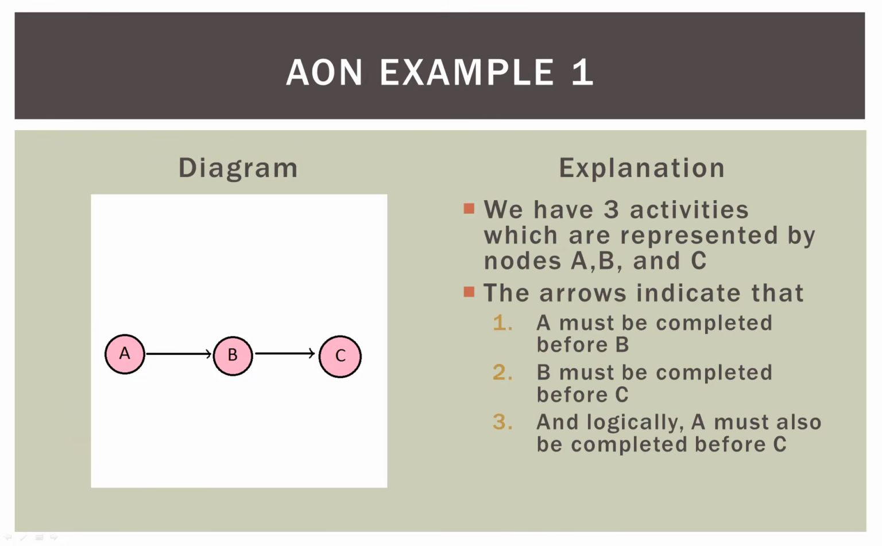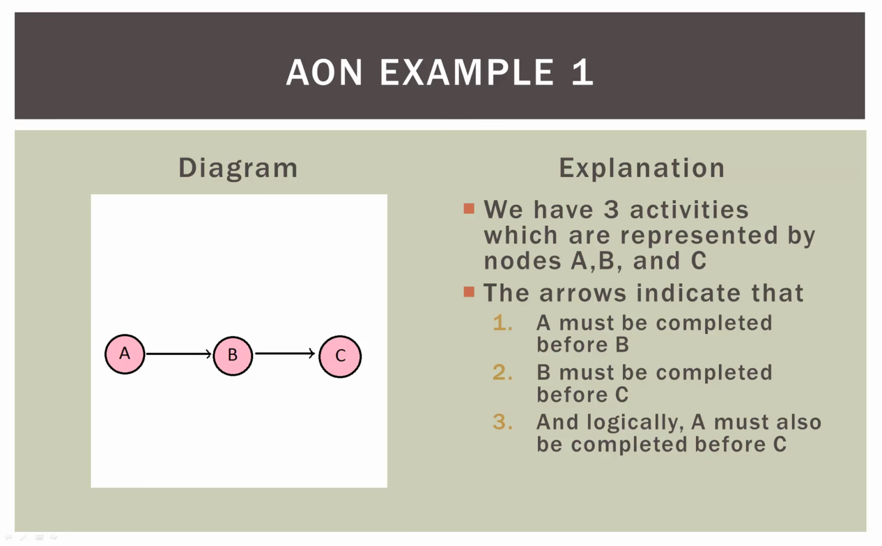So here's our first simple example. We have a diagram on the left. Of course, we have three pink circles that are connected by arrows. And here's what we know about this diagram. We have three activities which are represented by nodes A, B, and C. Now the arrows are what is really important here. The arrows tell us that A must be completed before B. It also tells us that B must be completed before C. And of course, logically, A must also be completed before C.